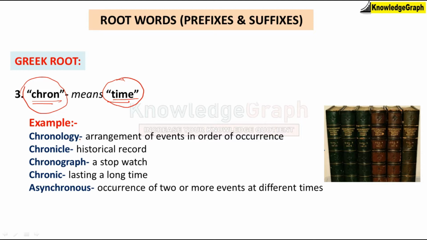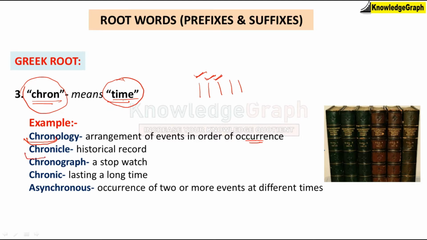For example, chronology. What is chronology? Chronology is the arrangement of events in order of occurrence, like whatever events have happened, the chronological order we say, right? First we did this, then this, then this. First this project was done, then this project was done. So that's a chronological order. So this is the root word chron, which basically is related to time.